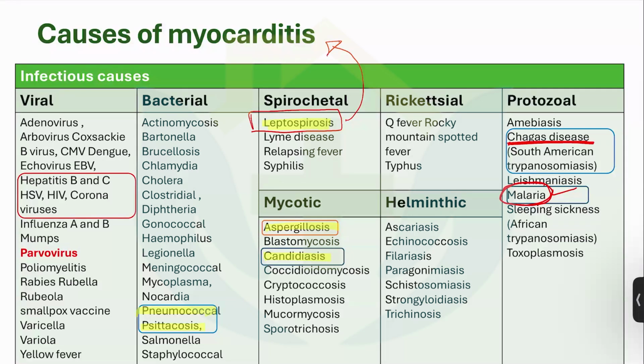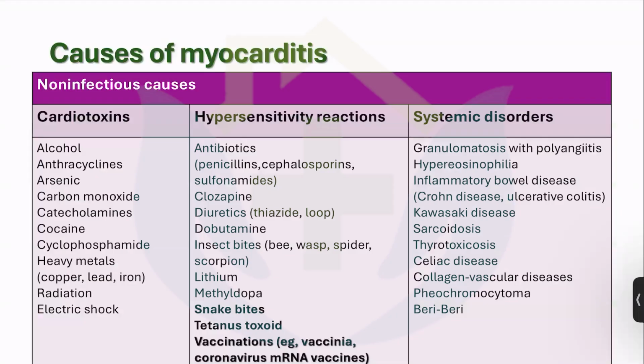It can be bacterial, streptococcus pneumoniae. It can be spirochetes, leptospira, or malaria. Candida and aspergillosis will not come as myocarditis in an EDIC Part 1 exam. And these are all the non-infectious causes. We just have to remember these: vaccinations, snake bites, these infections, and sarcoidosis, thyrotoxicosis, collagen vascular disease, and maybe heavy metals, and of course alcohol toxicity, which is a separate question altogether.